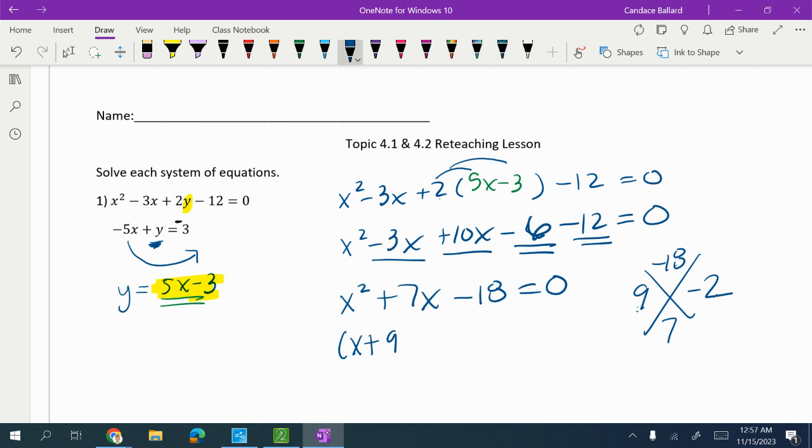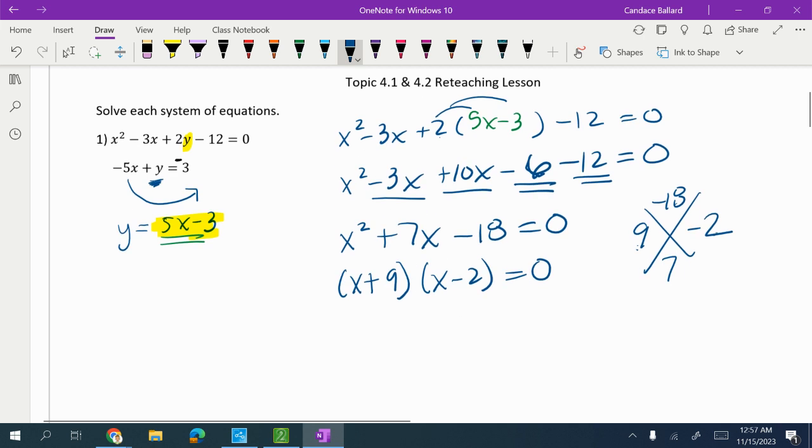So I'm going to write that as a product of factors as x plus 9 times x minus 2 equals 0. I'm going to do the zero product property to split those up and set them equal to 0. I'm going to subtract my 9 to the other side. I'm going to add my 2 to the other side.